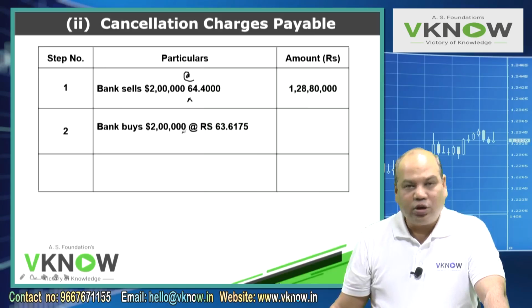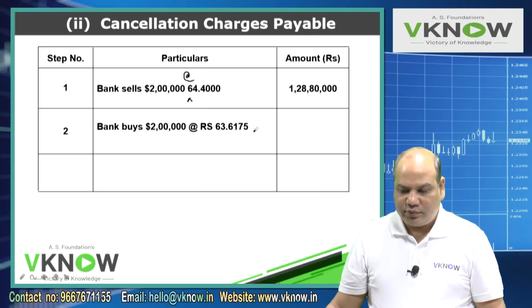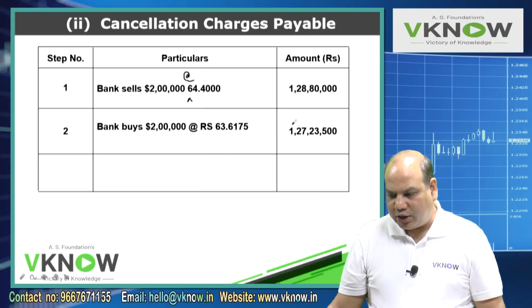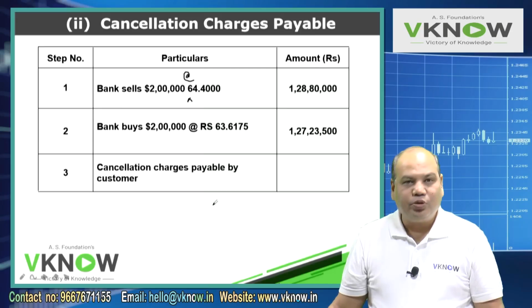Now the bank has reversed it by buying at a lower rate. So bank buys $2 lakh at rupees 63.6175. So bank bought it at a lower value. Same contract sold at a higher value, bought at a lower value from bank's point of view. From importer's point of view, bought at a higher rate and importer sold at a lower rate. Either way, the answer is importer will suffer the loss.